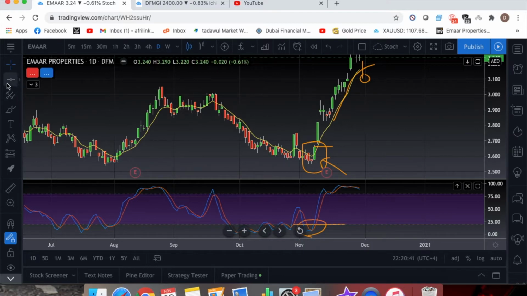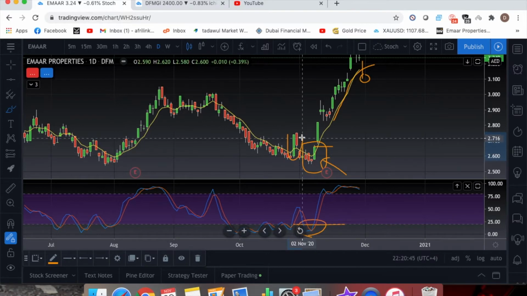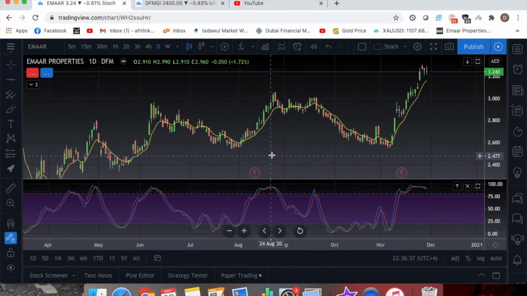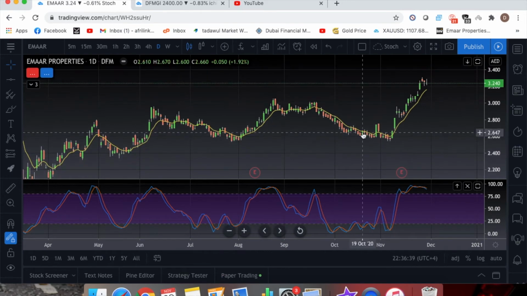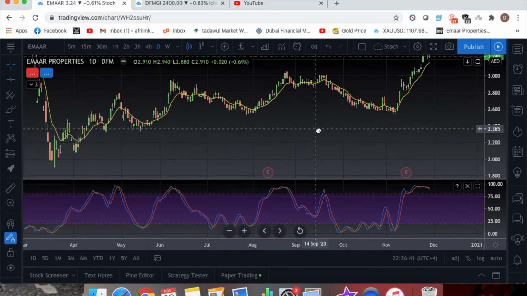Now you can also say there was a similar condition right here, but it didn't work out. Yes, there is no strategy that will work 100% of the time. This strategy I have been using and it works very fine. It gives 90% accuracy. We will check out some more examples. Second example, on Emaar again. The first criterion is to identify an uptrend.